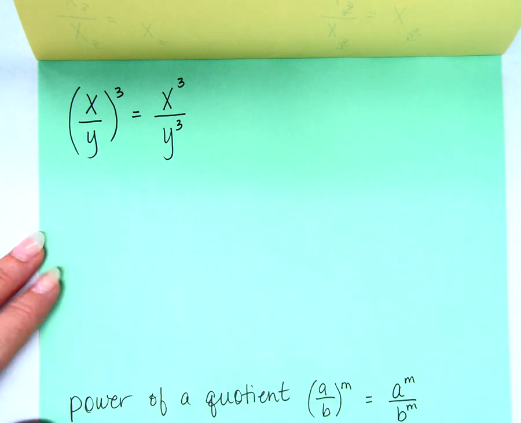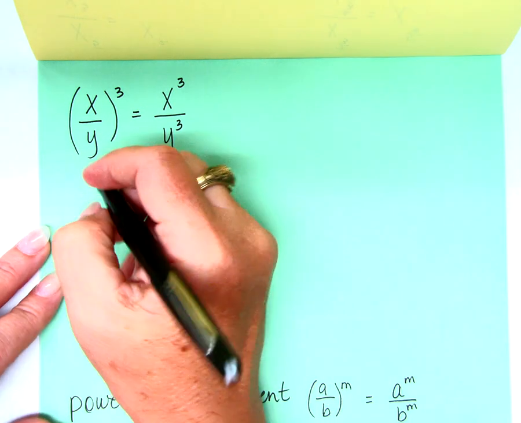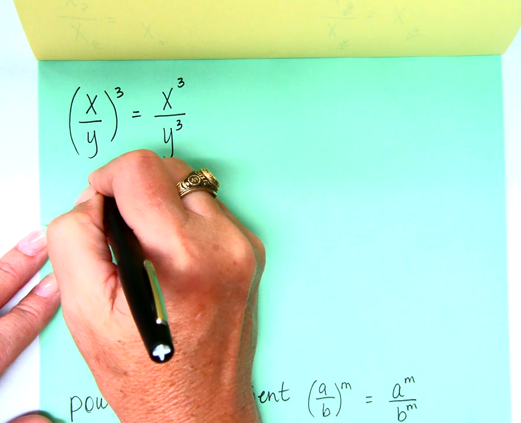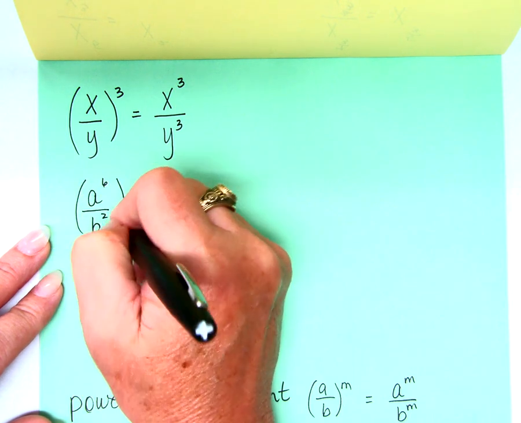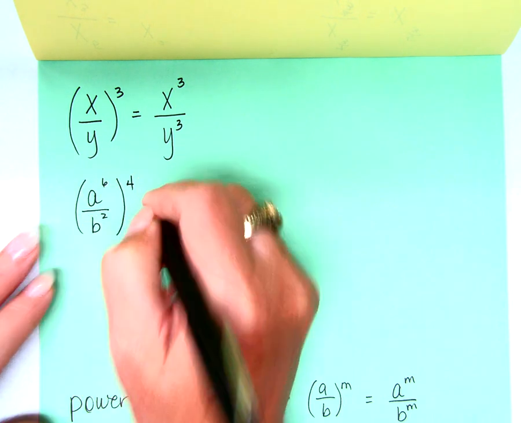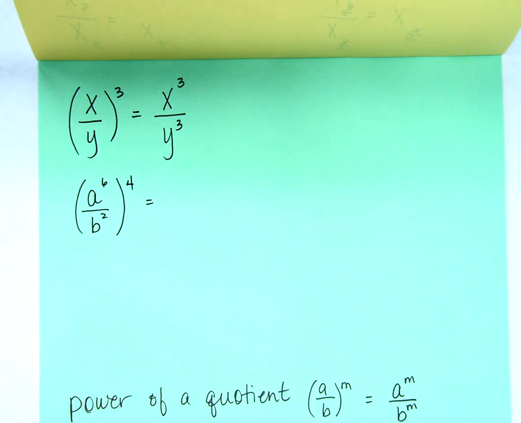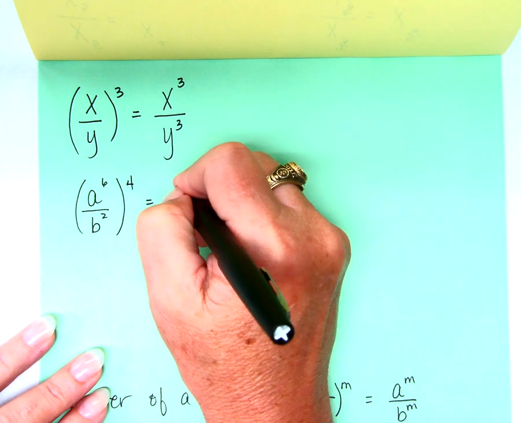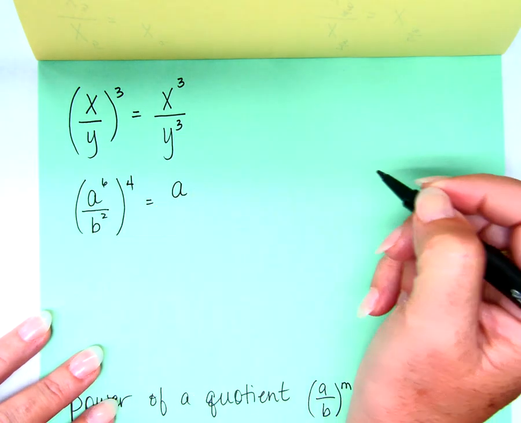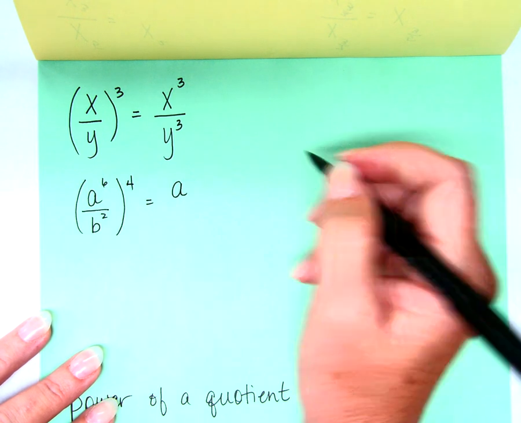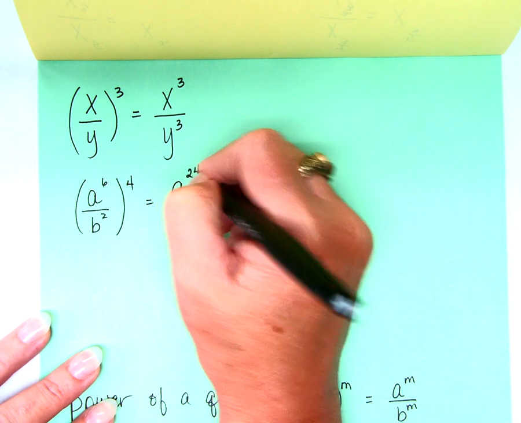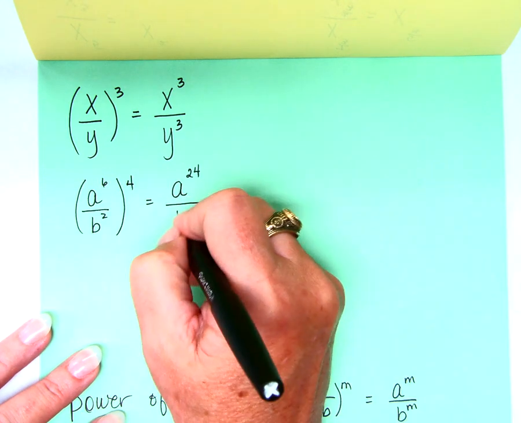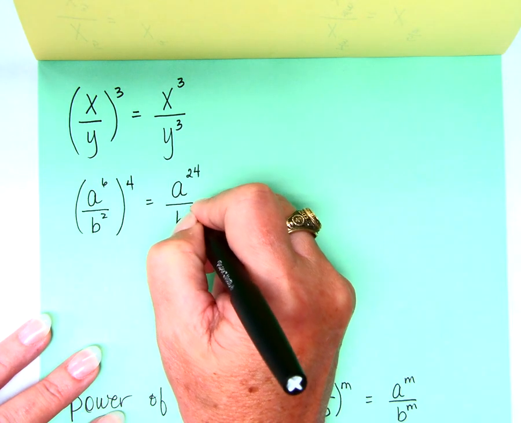But this is also the place where I can start mixing rules again. a to the 6th power over b squared, but I want all of that raised to the 4th power. So what's being raised to the 4th power? All of it. So a to the 24th over b to the 8, right? Very good.